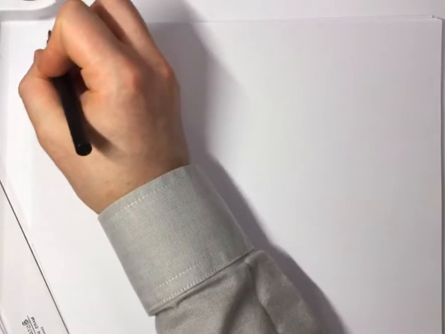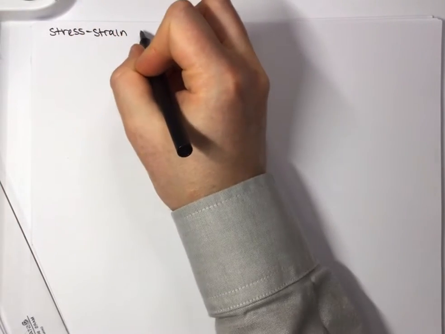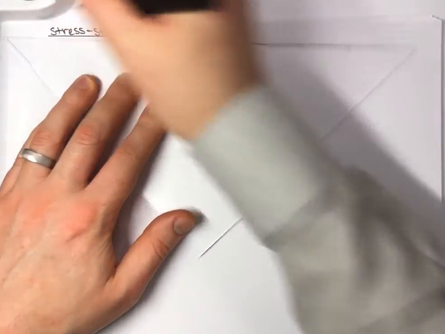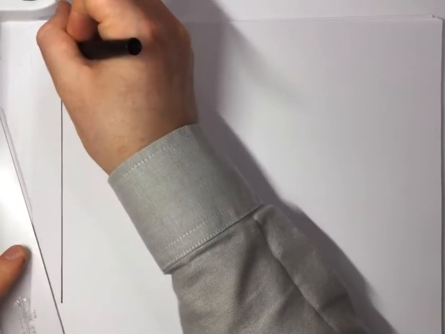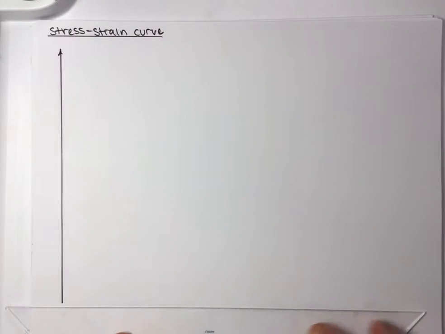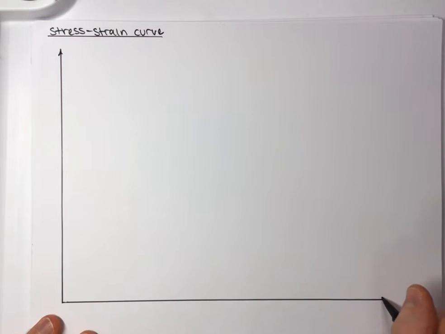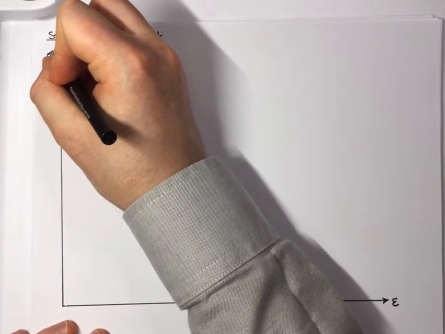So we perform one of these tests, and now the question is, what does the result look like? So we're going to talk about a stress-strain curve here. I'm going to draw some really big axes here because we're going to draw lots of pictures on this. So there's my y-axis. Here is my x-axis. You guys can see that okay, good. And this guy down here is going to be strain, and this is going to be stress.